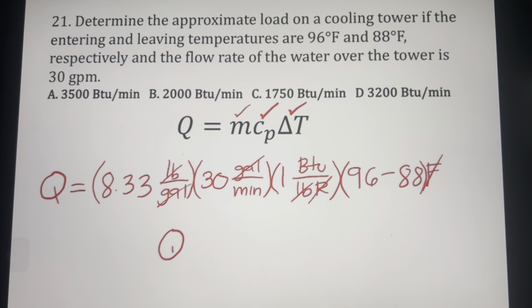What is our load in the cooling tower? That is equivalent to 1,999.2 BTU per minute. So the best answer is 2,000 BTU per minute.